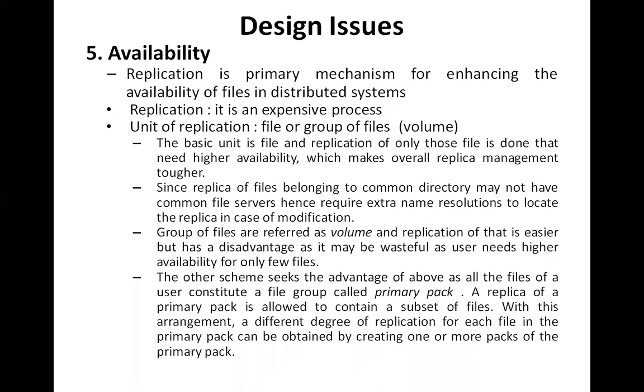So just to make the file available every time, whatever the user or client or process requires, replication is the primary mechanism which can be used for enhancing the availability of the file. Because if a particular server on which the file is residing fails, and it is replicated to another server which is live, that makes the availability of the file more effective. So first of all, we will be discussing replication.